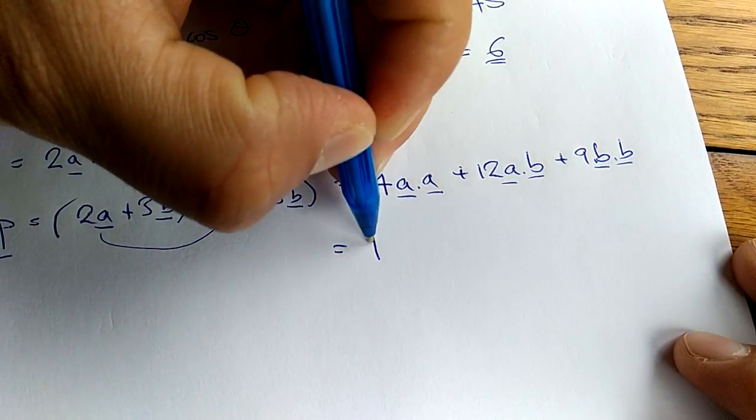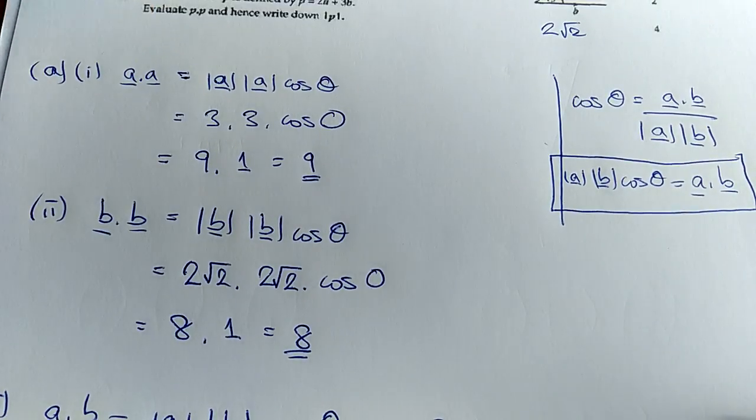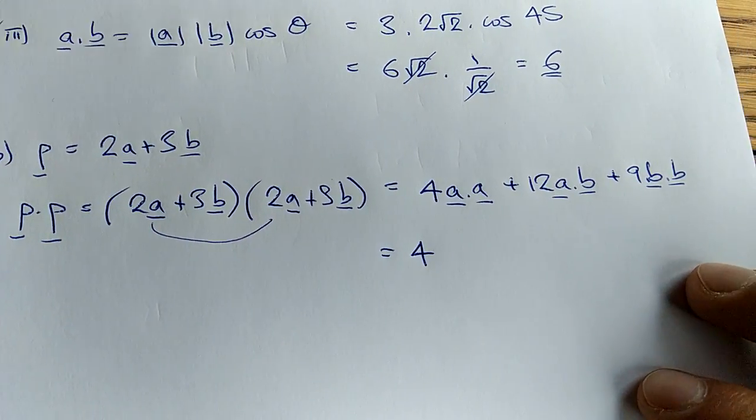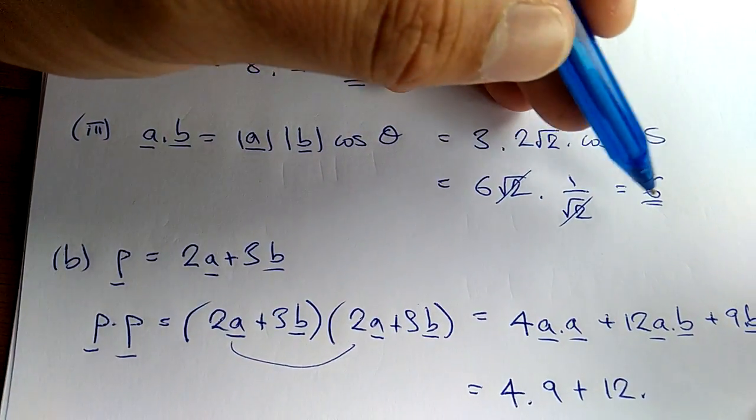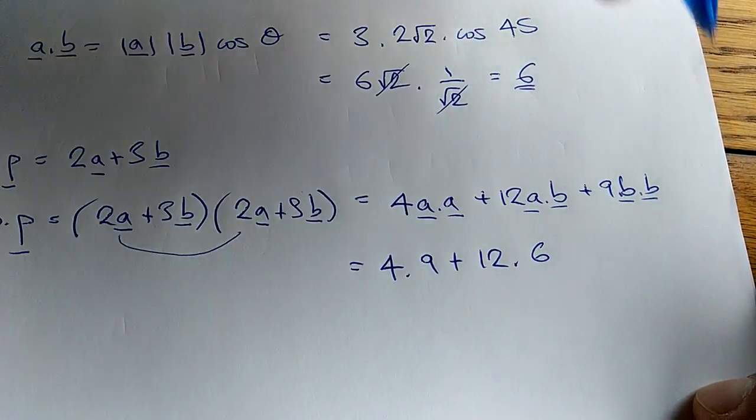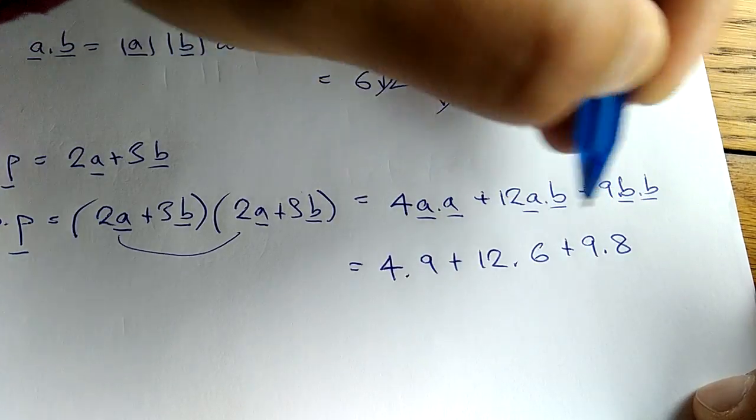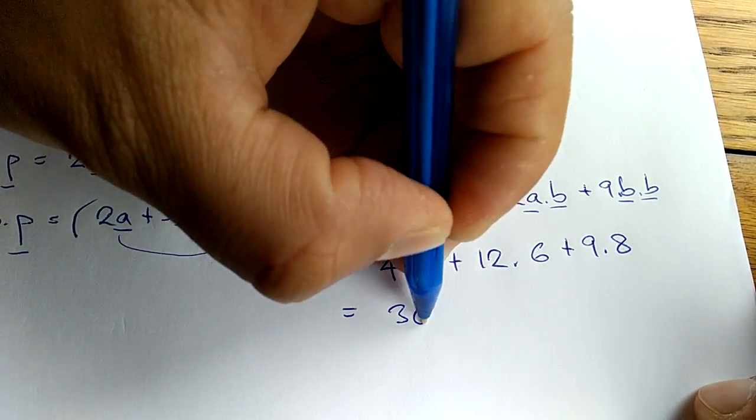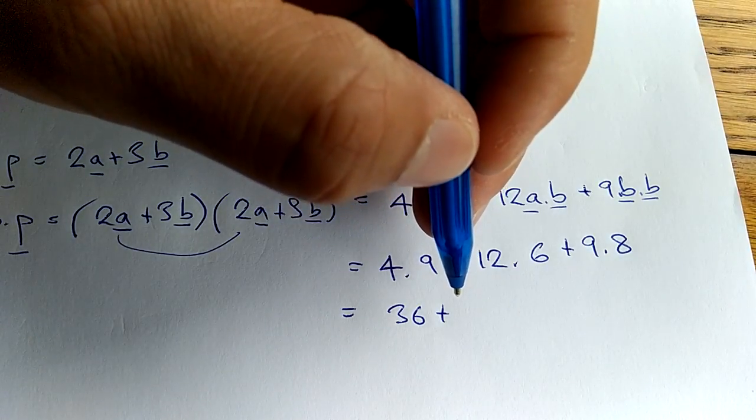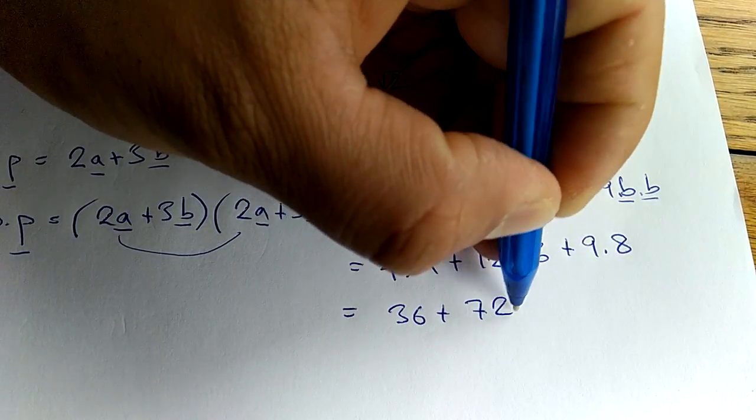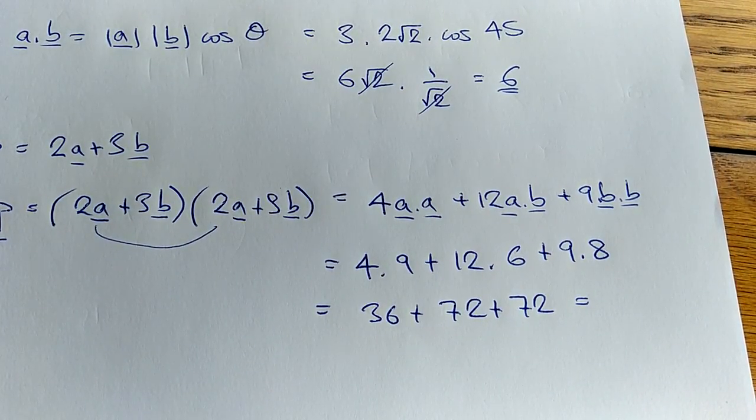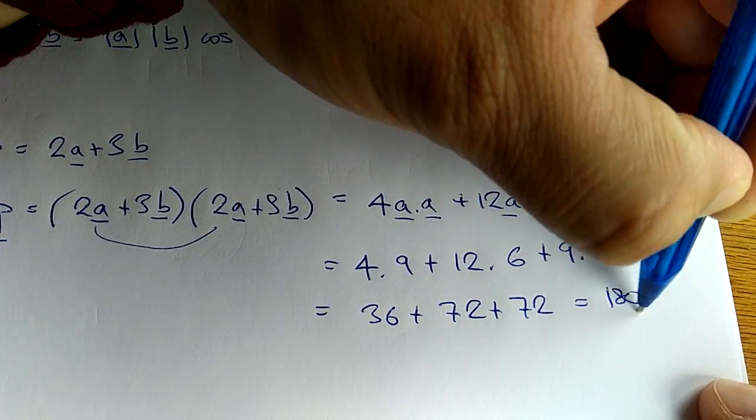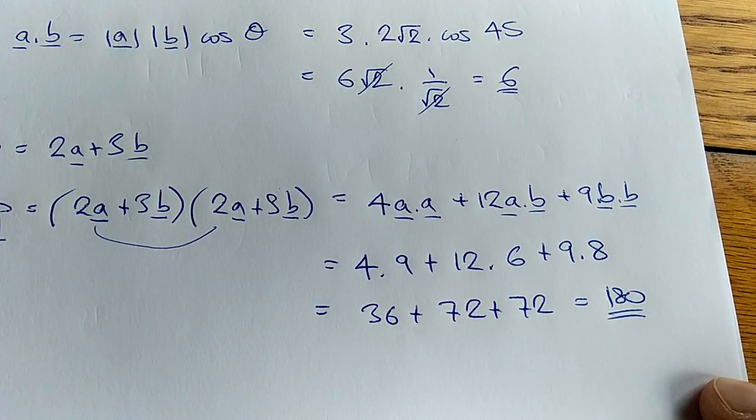So now subbing everything in, for a dot a, just to remind ourselves, a dot a is 9, b dot b is 8. So it'll be 4 times 9 plus 12 times, oh, what was a dot b actually? A dot b was 6. And b dot b was 8. So that's going to be 36 plus, oh, here's my times table, 72 plus 72. So that gives us a grand total of, let's work this out, 180. And that's us. Simple as that.